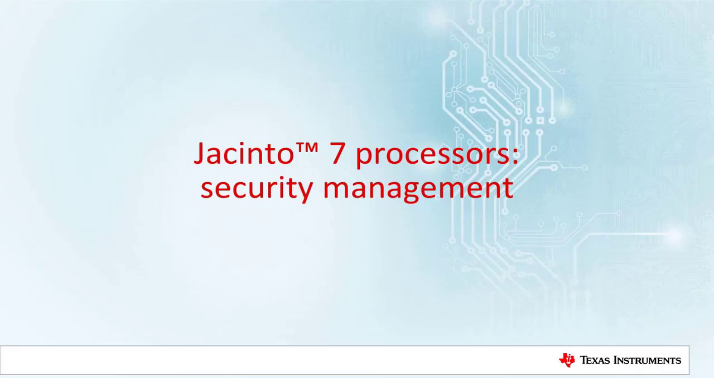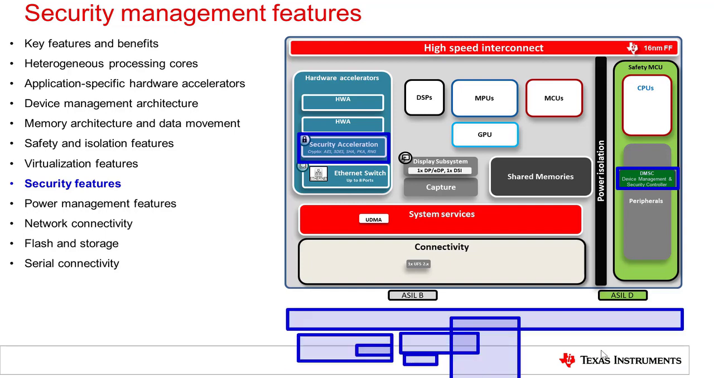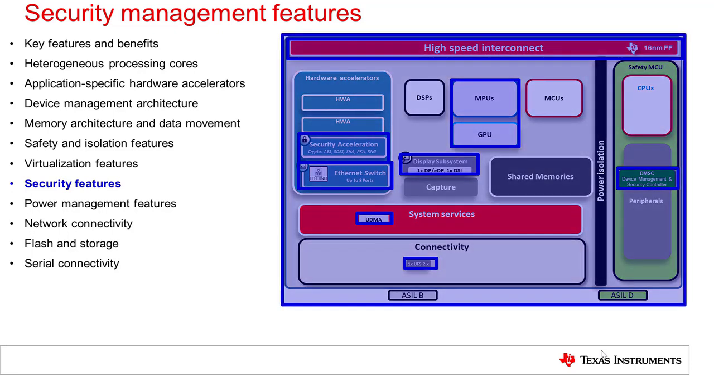The Jacinto 7 processors integrate many key features centered around security. From the DMSC acting as an isolated security master, to hardware crypto engines in both the main and safety MCU domains, to multiple embedded security features on various IPs across the device. Finally, to full endpoint firewall protection across the device for memories and peripherals. Security is truly an integral part of the overall SoC architecture.